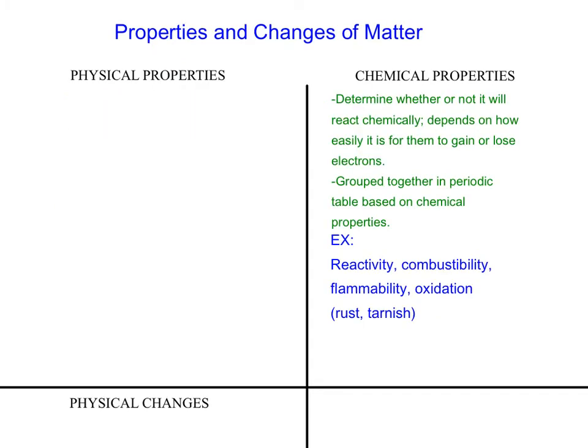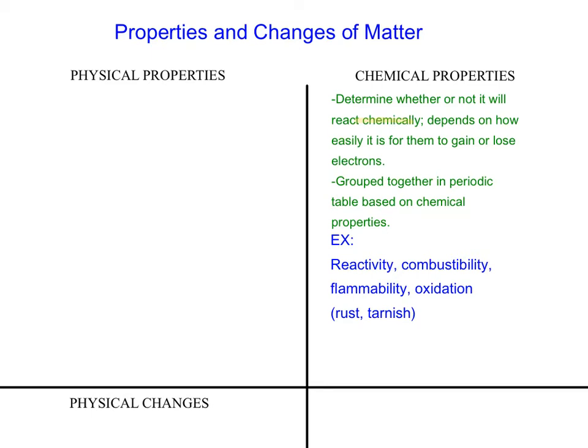Now chemical properties, ways you could describe things chemically. It has everything to do with how things react chemically, and it depends on how easy it is for them to gain or lose electrons. Elements are grouped together in the periodic table based on those chemical properties. So as we go through and start talking about the different areas of the periodic table, how they react or don't react, those are considered chemical properties.